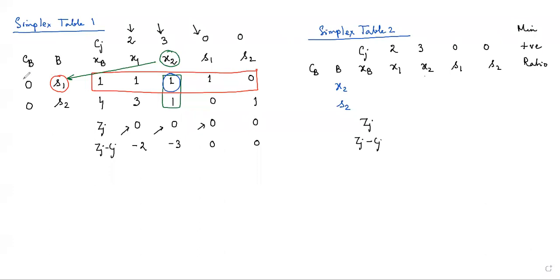But now here in this particular simplex table 1, the basic variables were s1 and s2, so the coefficients were 0, 0. But now the basic variable column has changed. It is x2 and s2. So obviously this CB column will change. The coefficient of x2 in the objective function is 3, so we'll put 3 here. The coefficient of s2 in the objective function is 0, so that will be 0.